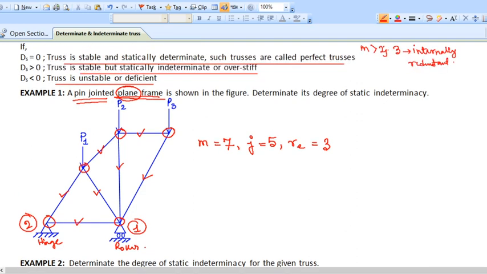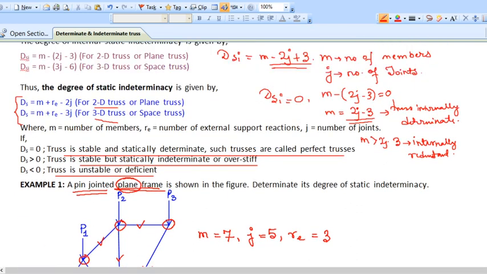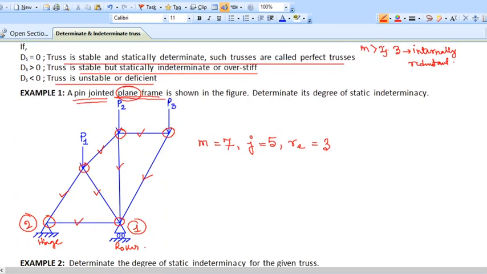To determine the static indeterminacy, the equation that we need to apply is Ds equals m plus re minus 2j. So let us write the equation first: Ds equals m plus re minus 2j. Now substitute the values. m is 7, re is 3, minus 2 into 5. This is coming out to be 0.